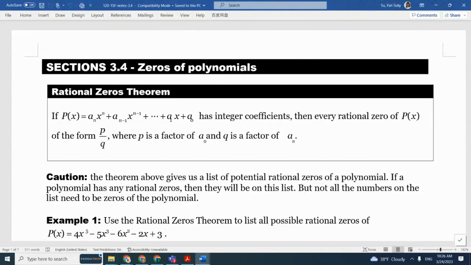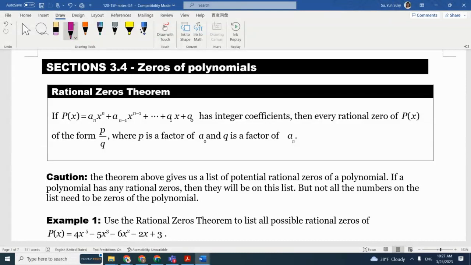All right, so yes, session 3.4, zeros of polynomials. So we have the rational zeros theorem. It says if a polynomial has integer coefficients, then every rational zero of p of x is of the form p over q, where p is a factor of a0, the constant term.